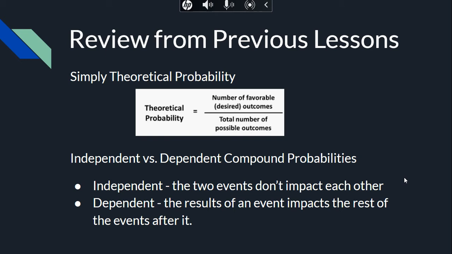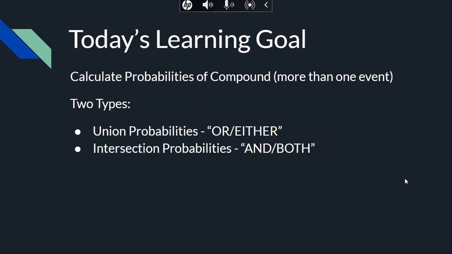So as we launch into today's lesson, we have our learning goal of being able to calculate probabilities of compound events. Now, there are many types of compound events, and so we're going to focus on 2, a union and an intersection. A union probability is when you have multiple events and either one could happen. You can be successful if A happens or if B happens. But with intersection probabilities, they have to both happen. So A and B have to happen in order for you to be successful.